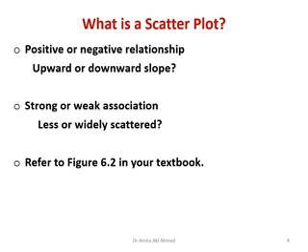Furthermore, if these dots are widely scattered, then we could say that there is a weak link between the two variables. In contrast, if these points are less scattered, then we could say that there is a strong association between the two variables. Now, let's consider two examples for scatter plots.